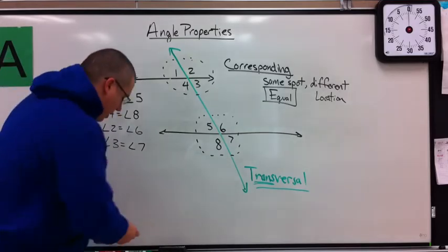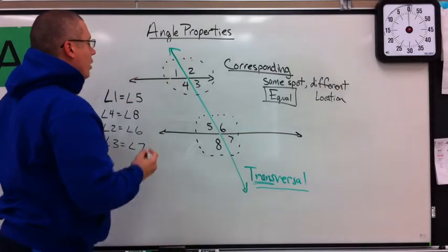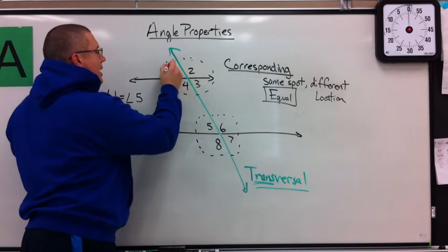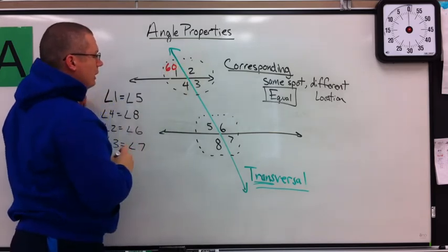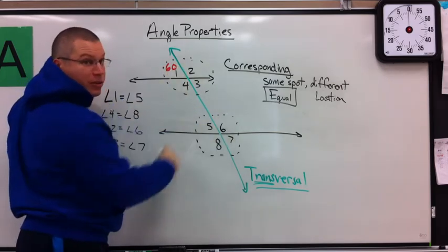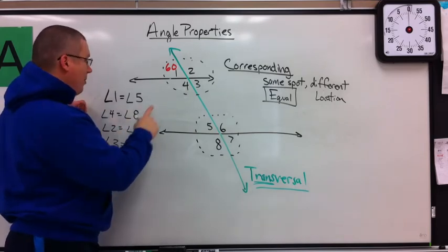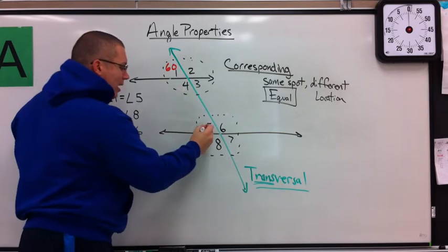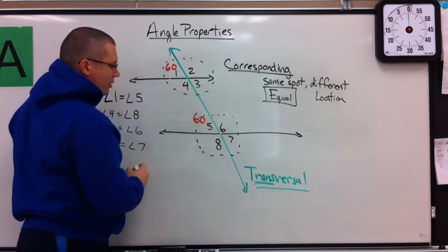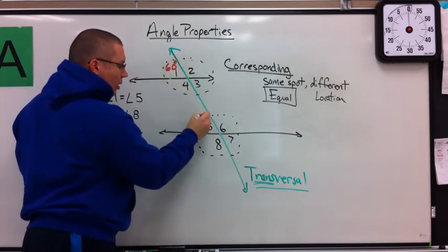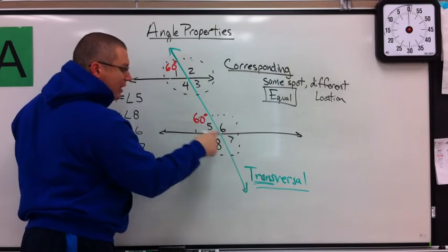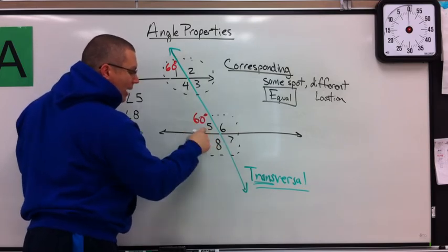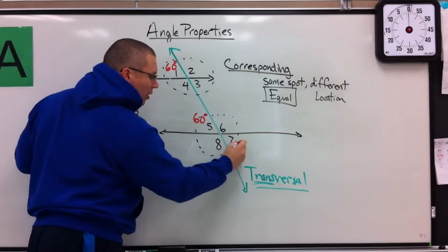Now, how do I use this? Well, let's try one real quick. Okay, angle 1 is 60 degrees. What angle down here is also 60 degrees? Angle 1 is corresponding to angle 5. So that means angle 5 is also 60 degrees. Now let's use some other rules we know. Angle 5 is 60. What's angle 7? Oh, angle 7 is also 60 because they're vertical.